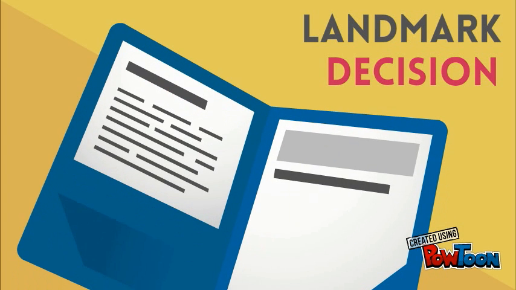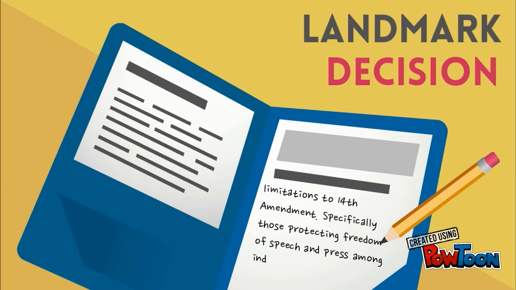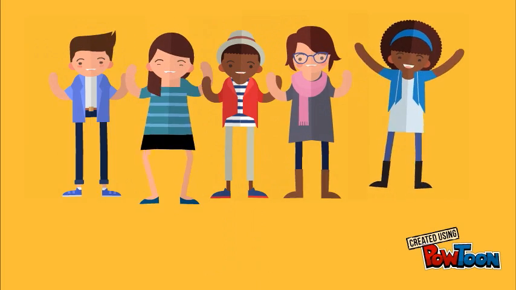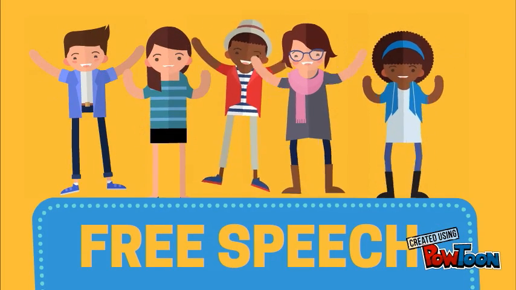This landmark decision shows that the 14th Amendment to the Constitution has certain limitations on federal government authority set forth in the First Amendment, specifically the provisions protecting freedom of speech and freedom of press to the government of individual states. This decision was significant because it set a new precedent for free speech on a state-by-state basis and broadened our free speech rights for our country.